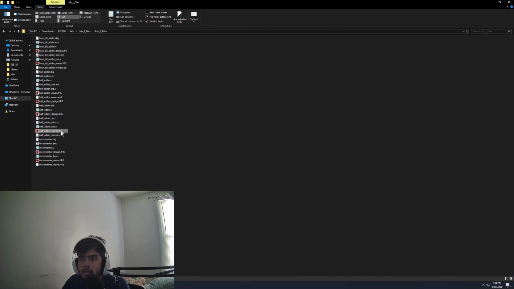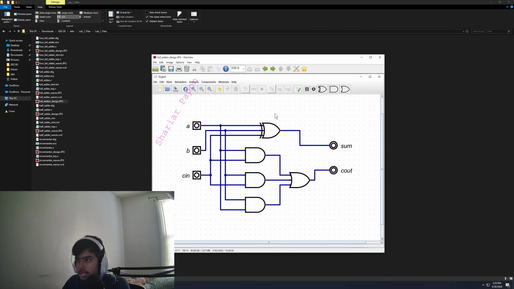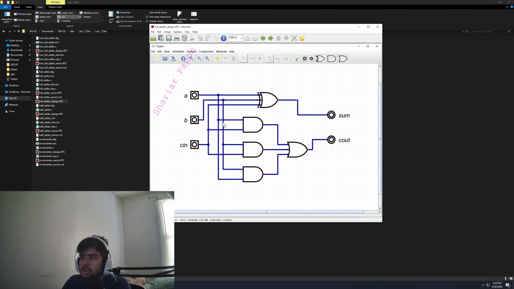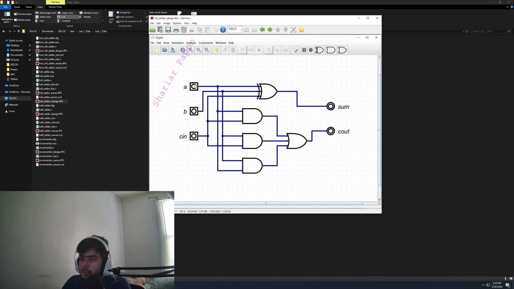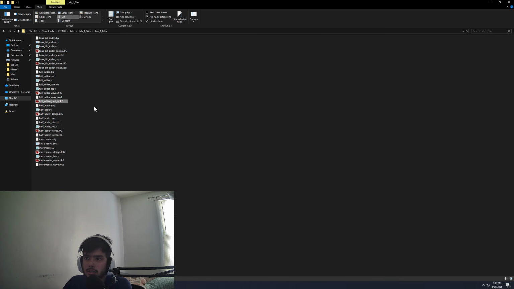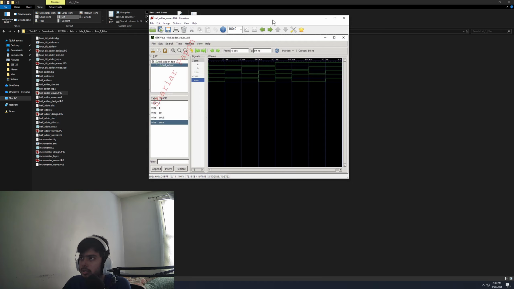And then after the half adder, we have the full adder design, and the full adder will take the two inputs A and B, and it also takes in the C in input, and it outputs a sum and a C out. And for the waves for that, you can see here we have the wire A, B, C, and C out, and also the sum.